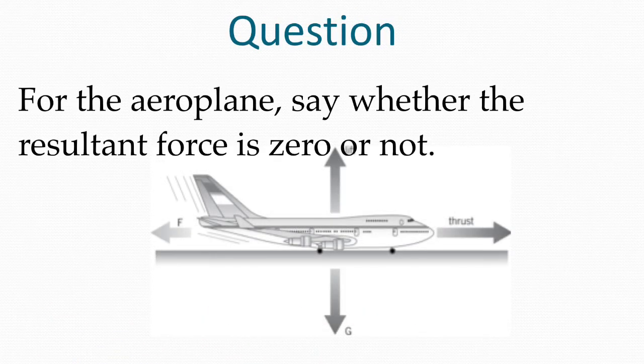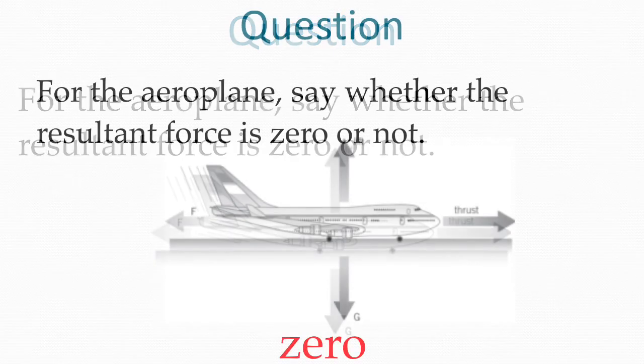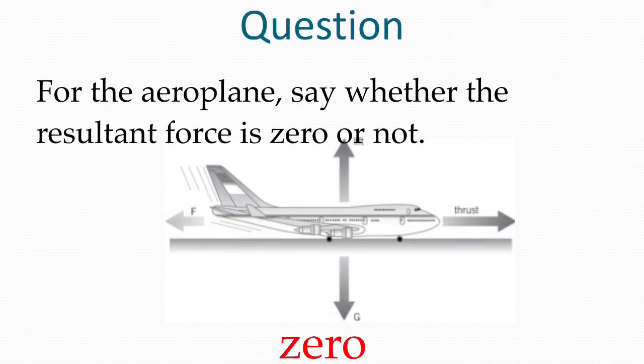If the aircraft is travelling along the runway at a constant speed, and bearing in mind that the arrows are not necessarily drawn to scale, would the resultant force on this aircraft be 0 or not 0? Pause the video while you answer the question. If the aircraft is travelling at a constant speed and in a constant direction, then the resultant force will be 0.